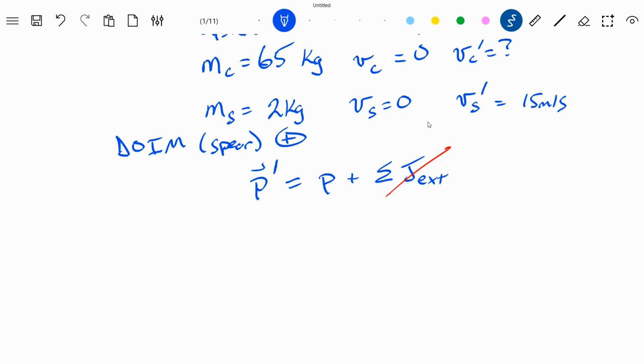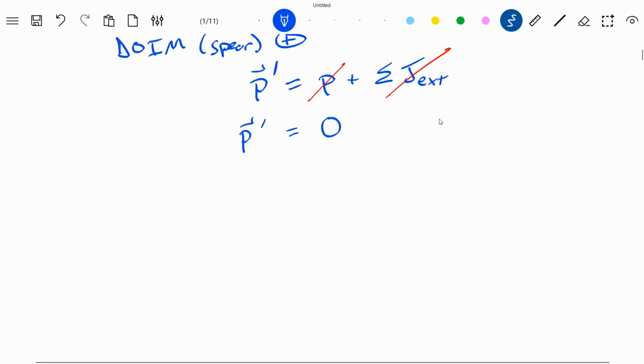Hey, by the way, before the firing of the spear, everything was stationary. So that is also zero. So in this particular question, the momentum before was zero, and there was no interaction with anything outside of the system to change that. So I feel very confident that this system is still going to have no momentum. Now, how is that possible? Well, don't forget that there's two things. There's a person, so the momentum of Charlotte, after, plus the momentum of the spear, after, have to equal zero.